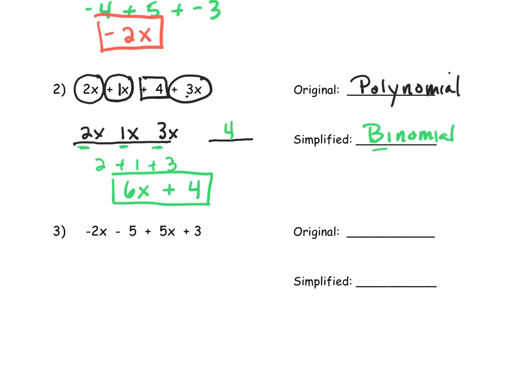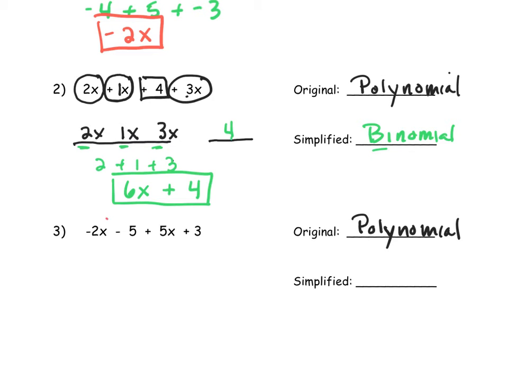Would you please look at number 3 now and tell me what type of polynomial it's starting out as? What is it originally? If you said it's a polynomial, you are correct. There's more than 3 terms, so we're going to call it a polynomial. Now we're going to start our circling and boxing method.